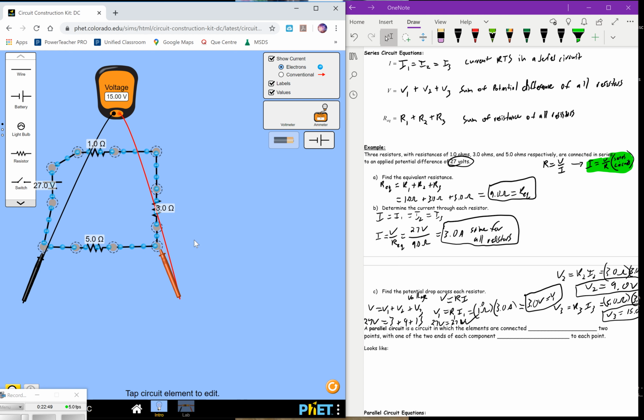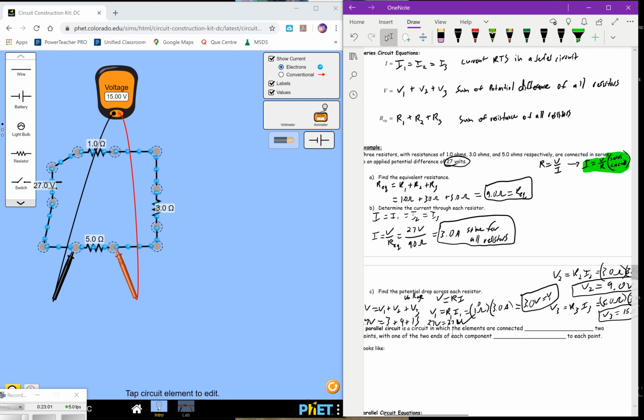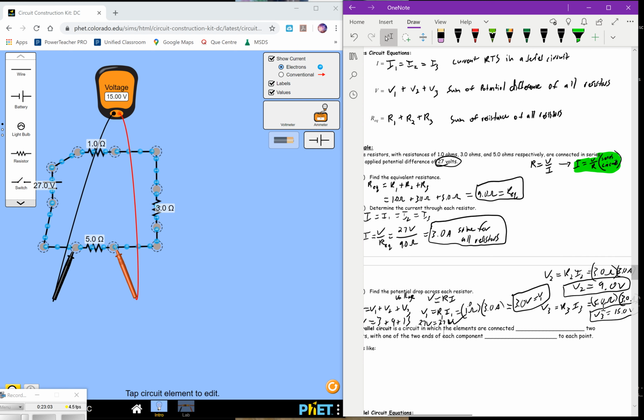Notice how this is not directly on the resistor, but the only resistance in between these 2 points is that resistor. So if we move this closer, the value doesn't change. It's still 15 volts, as we had determined from V3 over here. And each of these voltages added together equals the total voltage or total potential difference supplied by the battery.